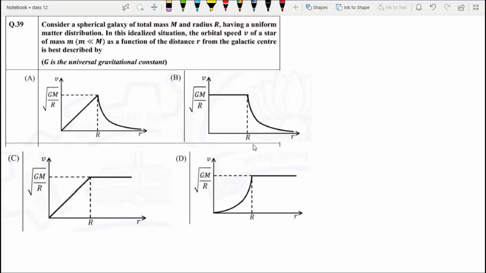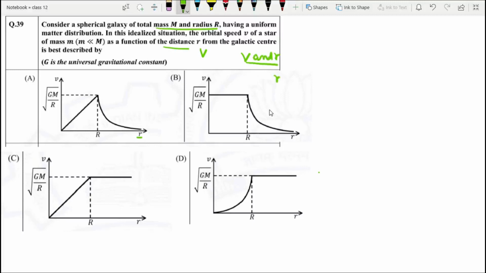Consider a spherical galaxy of total mass m and radius r having a uniform matter distribution. In this idealized situation, the orbital speed v of a star of mass m as a function of distance small r from the galactic center is best described by. So in the question, they have given a galaxy of total mass m and the radius of the galaxy is given as capital R. They have taken a star that is moving with a velocity v and at a distance of r from the galactic center. They have asked us to draw the graph between velocity and the distance r.